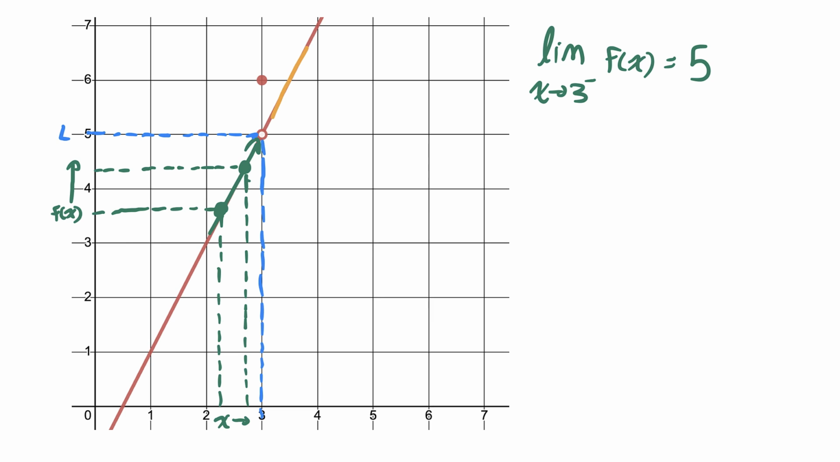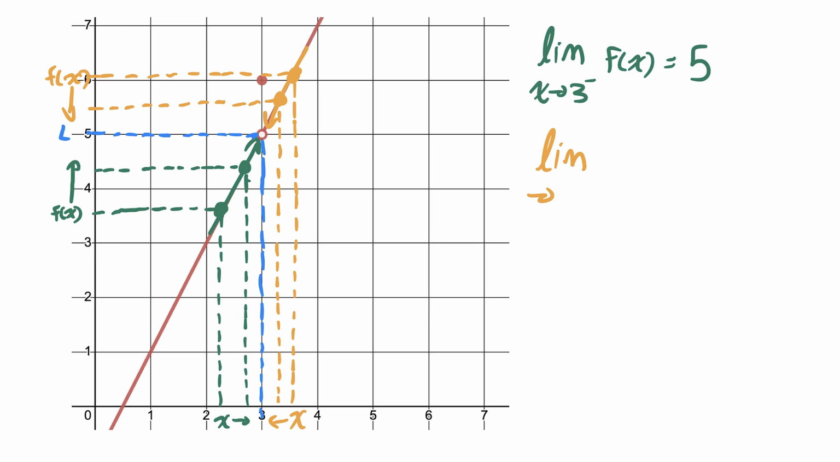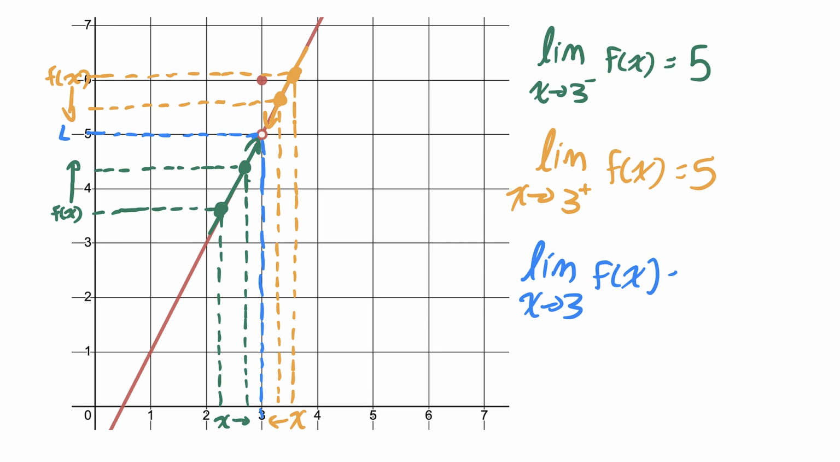How about if I approach 3 from the right side of 3? So as the function approaches 3 from the right side of 3, let me just pick a couple points on the function that are getting closer to 3 from the right side of 3. So as the x values of those points get closer to 3, what's happening to the y values? Notice the y values are getting closer and closer to 5 as well. So I can say the limit as x approaches 3 from the right side of 3 of the function equals 5. Since the right and left limits are equal, we can conclude that the limit as x approaches 3 of f of x equals 5.